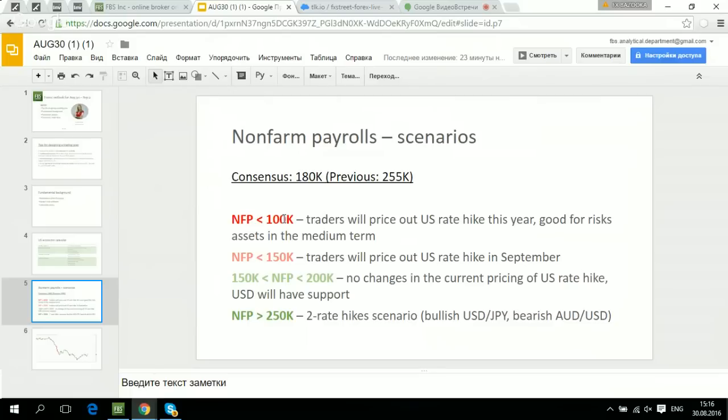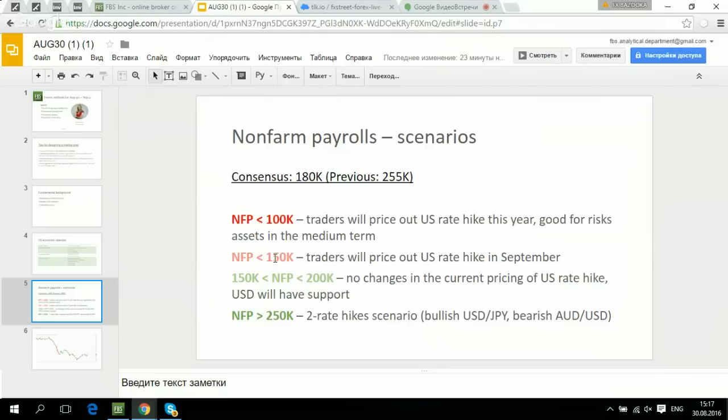these higher risk assets. If we have a higher reading of NFP, but below 150,000, then traders will price out rate hike in September, but some expectations that in December the US Central Bank may actually raise interest rate will remain.